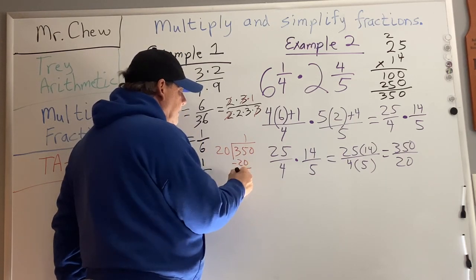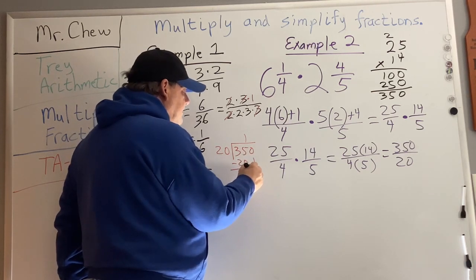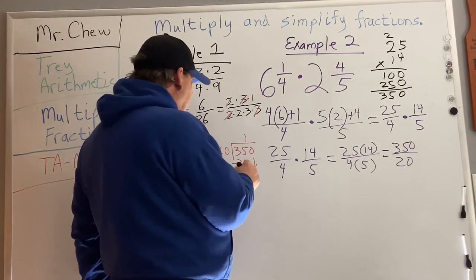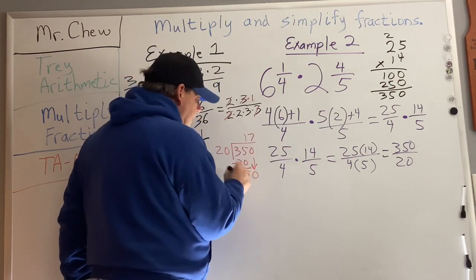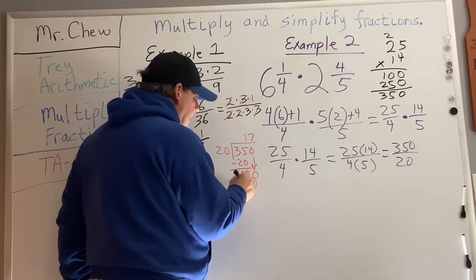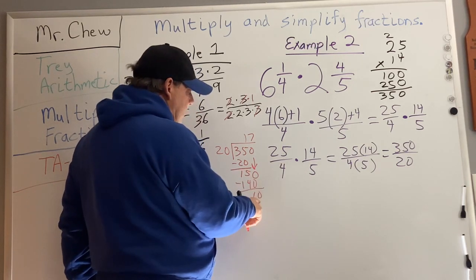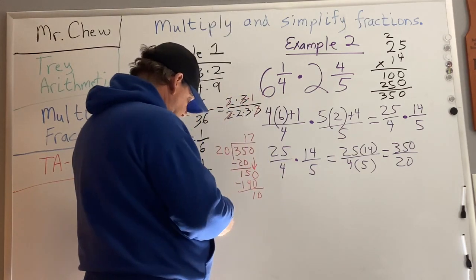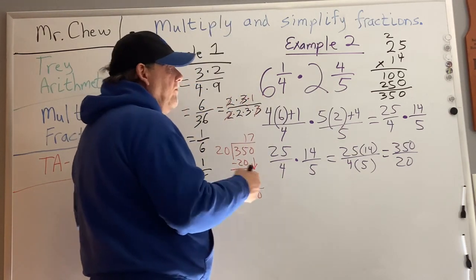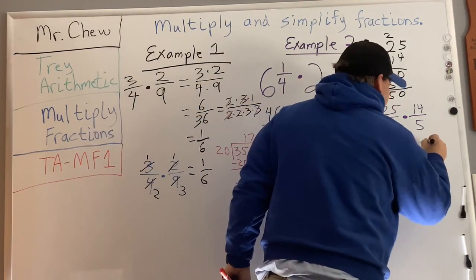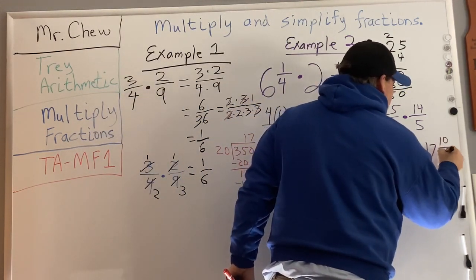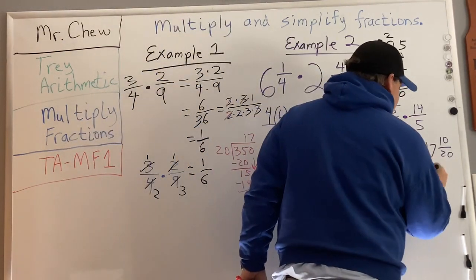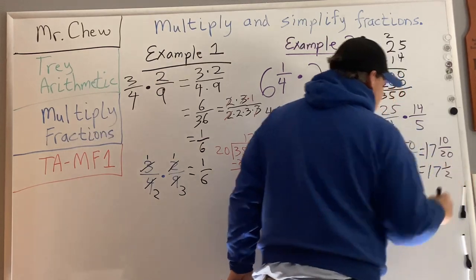I subtract. Bring down my 0. 20 goes into 150 7 times. 7 times 20 is 140. And this is my remainder over 20. So it ends up being 17 and 10 over 20. 10 over 20 is an easy one. That's 1/2, isn't it? So it's 17 and 1/2.